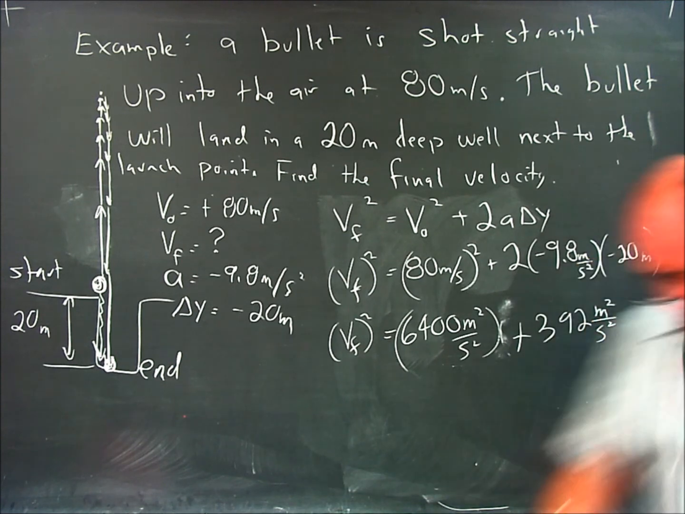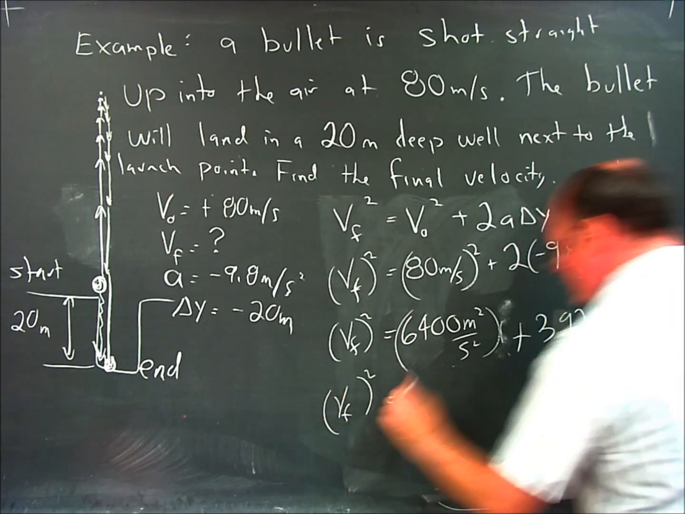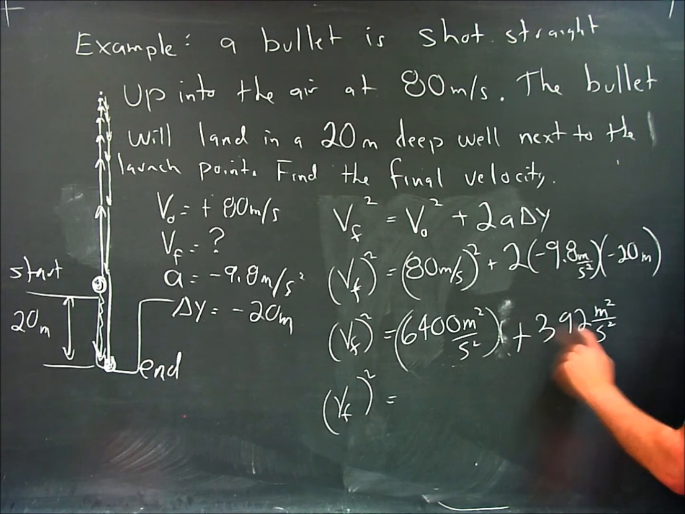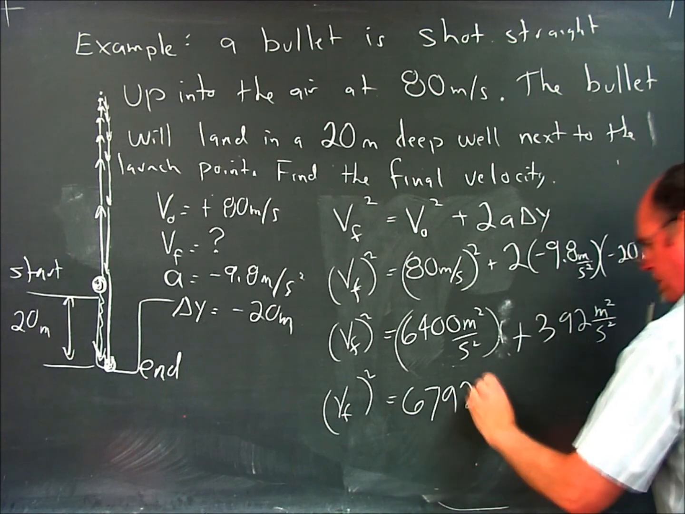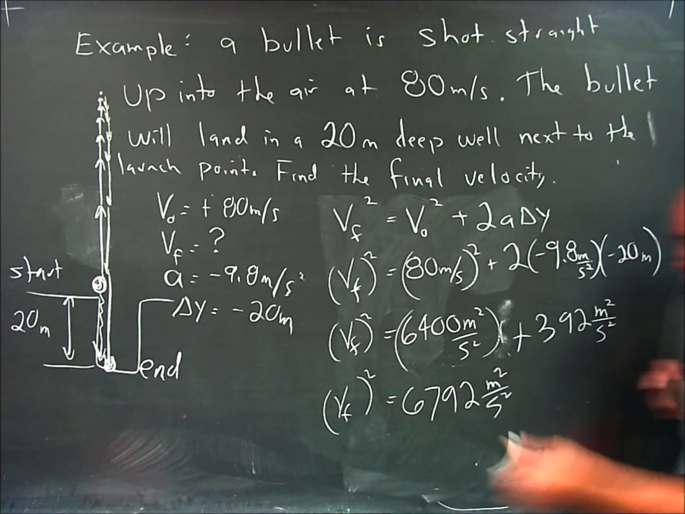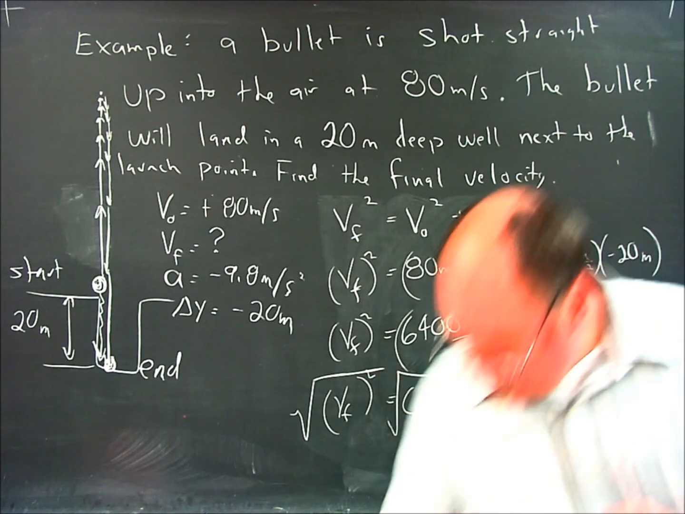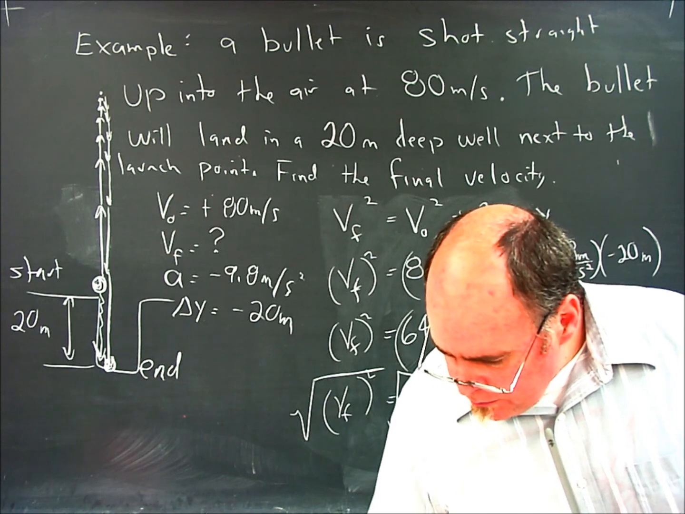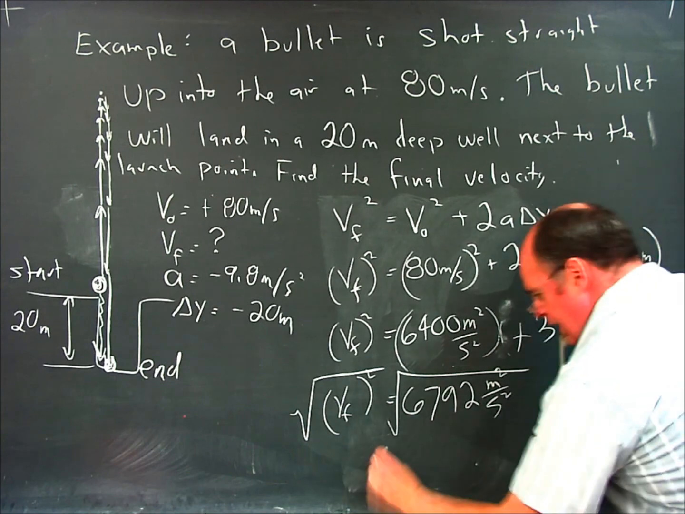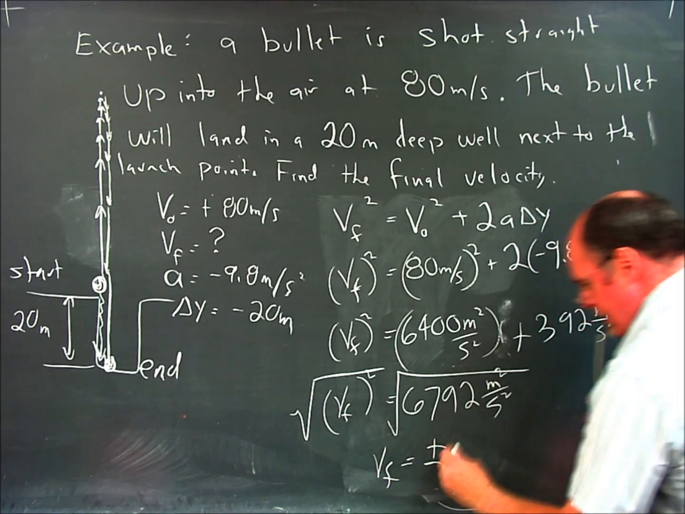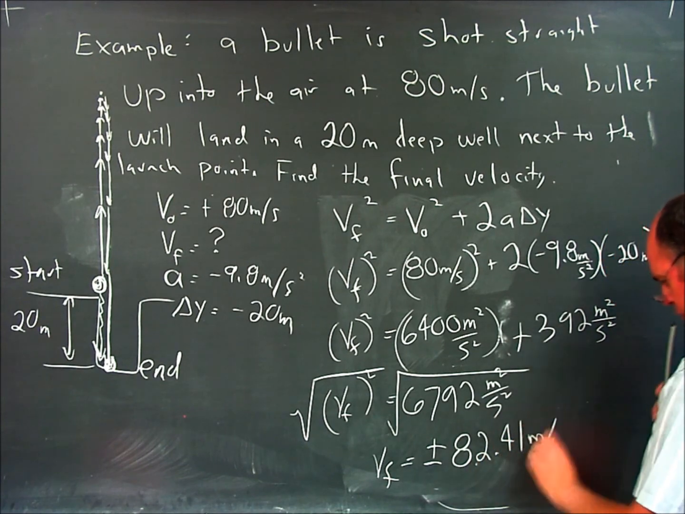I add these together. So V final squared is going to be 6,400 plus 392, which is 6,792 meters squared per second squared, and then I have to square root both sides. What's going to happen is it's going to come out to be 82.41. So V final is going to come out to be plus or minus 82.41 meters per second.